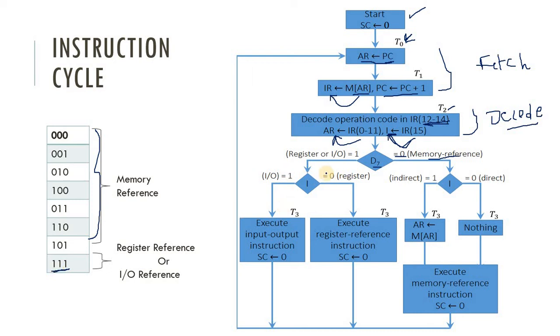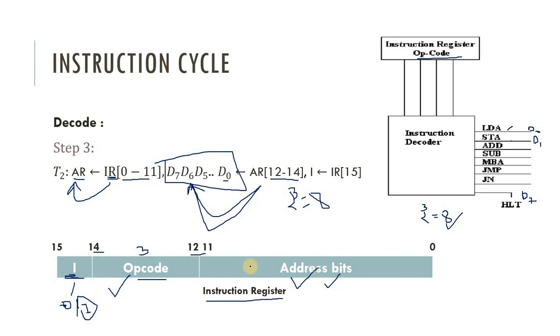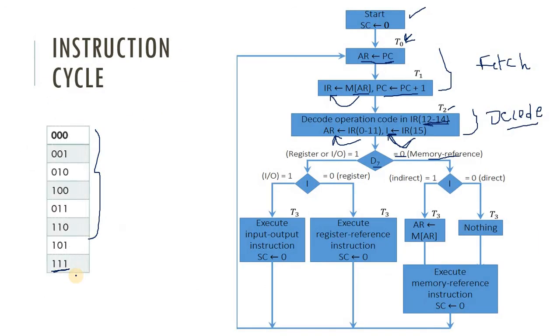Okay, so now let's assume your instruction register has some address bits, and the opcode bits are something like 010. So it contains a 0 in the opcode, and that is why the instruction type is the memory reference instruction. The value of the indirect bit can be 0 or 1, so we can differentiate further based on the indirect bit.